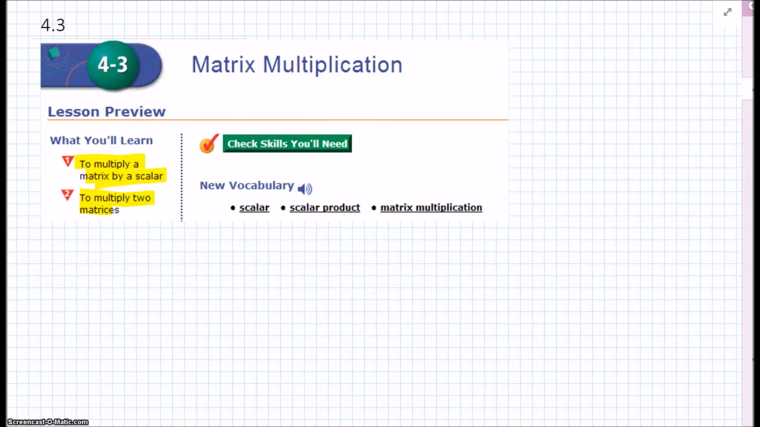Algebra 2, Chapter 4, Section 3, Matrix Multiplication. In this lesson, we're going to learn how to multiply by a matrix and a scalar, and to multiply two matrices.